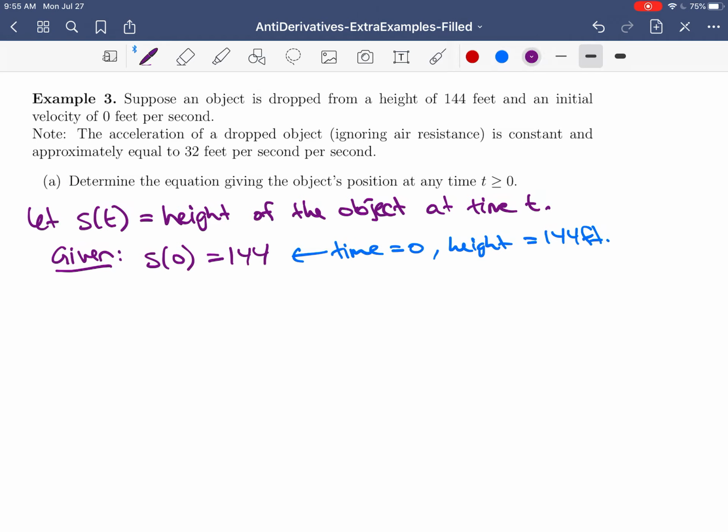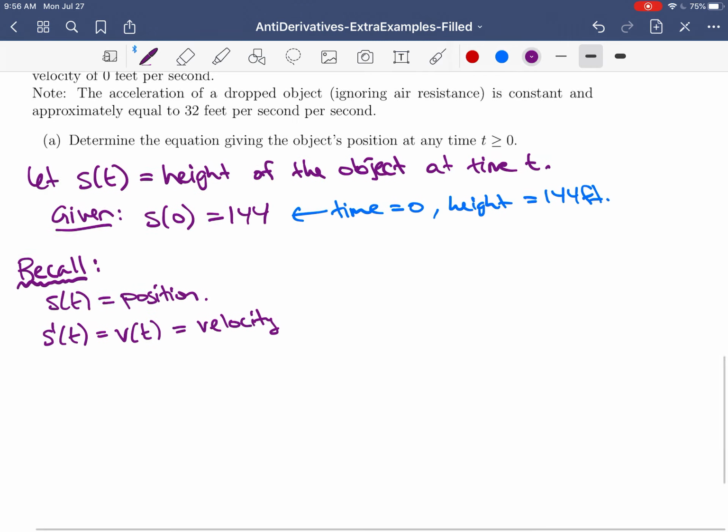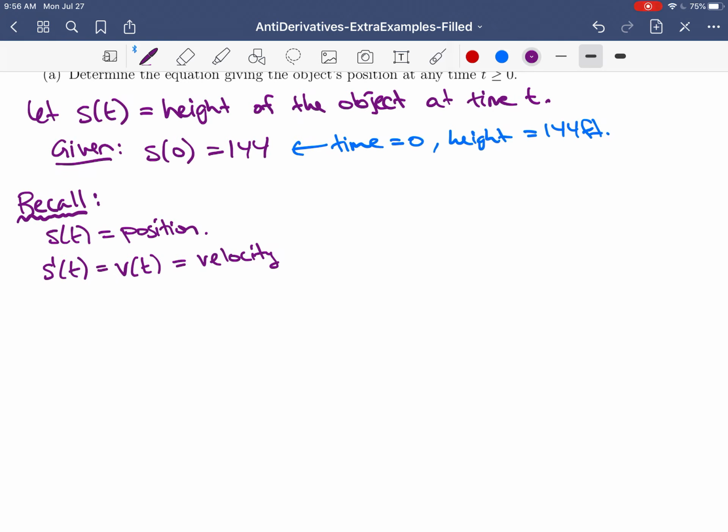And then we want to remember that when we have a function that gives us position, so when our function S of t is position, then when I take the derivative of that, we sometimes call that v of t because it gives the velocity of the object. And when I take the derivative of that, or the second derivative of s, we sometimes call this a of t because it's giving us the acceleration.